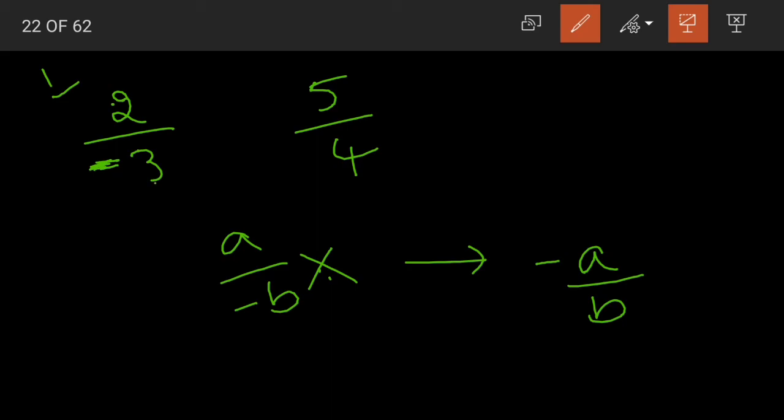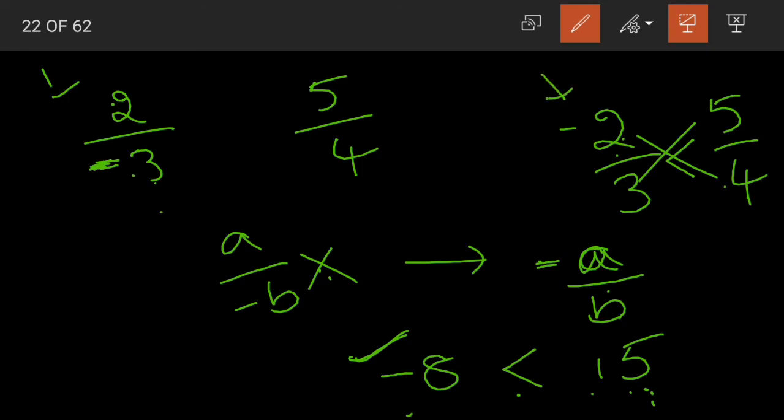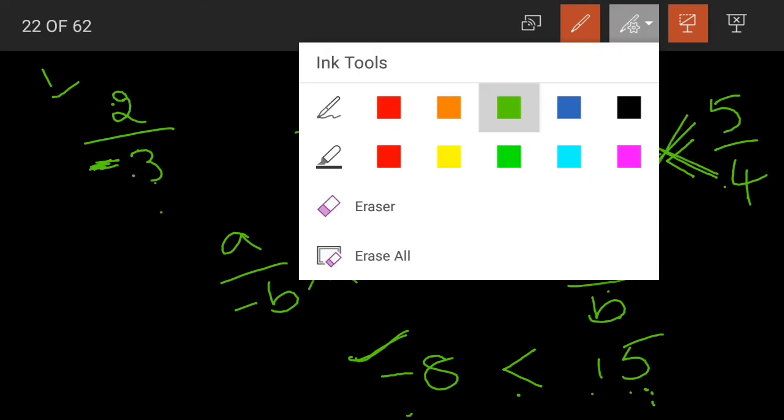So this 2 by minus 3 should be written as minus 2 by 3, and this 5 by 4 as it is. Now we need to cross multiply. Minus 2 into 4 becomes minus 8, and 5 threes are 15. Now we know that all the negative integers are always less than the positive integers. So minus 8 is less than 15, so minus 2 by 3 is less than 5 by 4. Clear, students? Before cross multiplying we are putting it in the standard form, that is minus a by b. 2 by minus 3 is written as minus 2 by 3, and then we have cross multiplied.